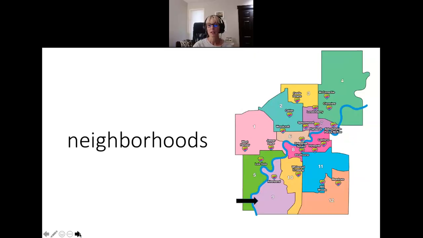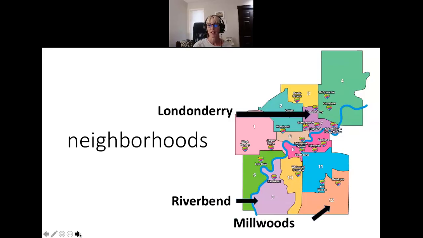Where do you live? Do you live in a neighborhood? Edmonton has many, many neighborhoods. The word is neighborhood. A neighborhood is a small part of a big city. A country has provinces, but a city has neighborhoods.